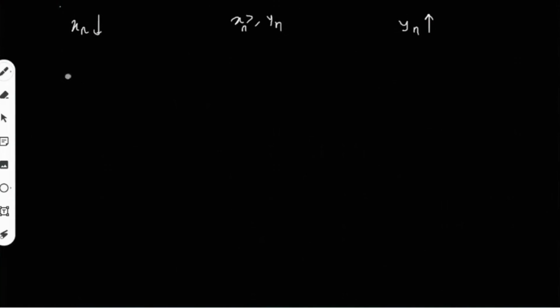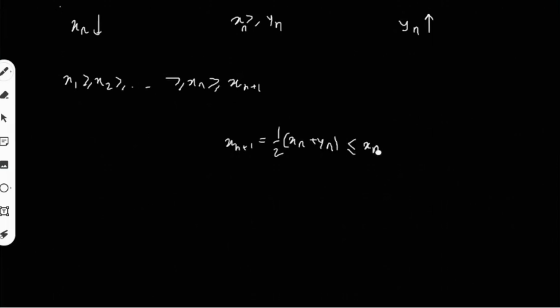Okay, xn is decreasing, so x1 is greater than or equal to x2 is greater than or equal to ... xn. Xn is greater than or equal to yn. Now yn is increasing, so yn is greater than or equal to xn plus 1. Why? Because xn plus 1 is the average of xn and yn, so this is always less than or equal to xn.